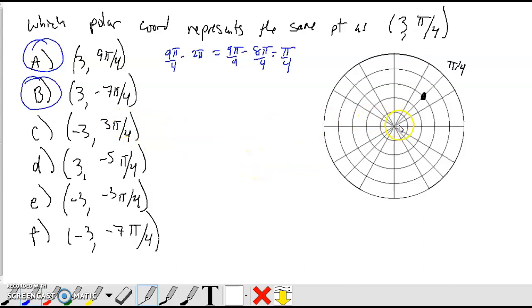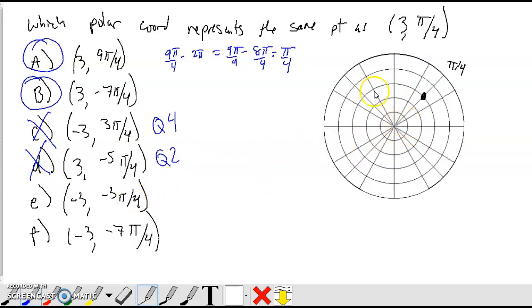C, 3 pi over 4, so 3 pi over 4 is in the second quadrant no matter what, and I'm going to go away from the second quadrant, which means I'm in the fourth quadrant, so that one's not going to work out. Negative 5 pi over 4, so a normal 5 pi over 4 is right here, but I'm going to go negatively, which means I'll be in the second quadrant, and I'm going to go towards the 3, which means I'm going to be in quadrant 2, not going to work out.